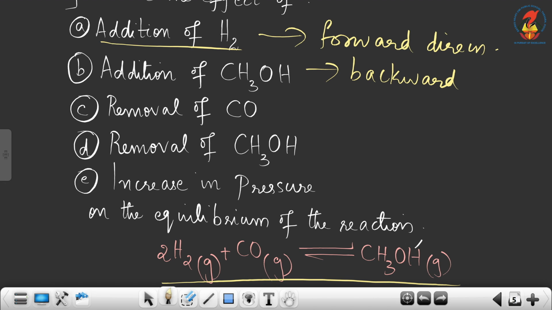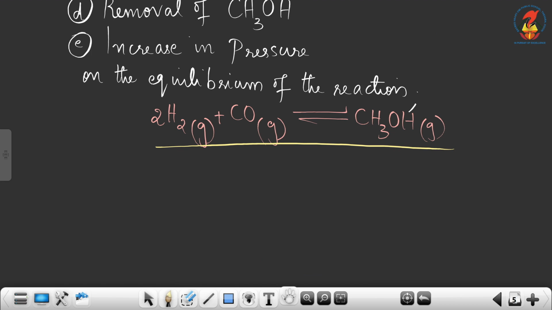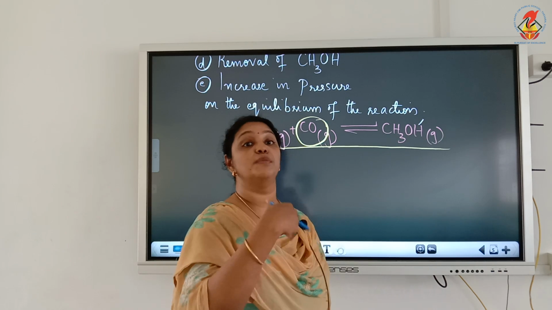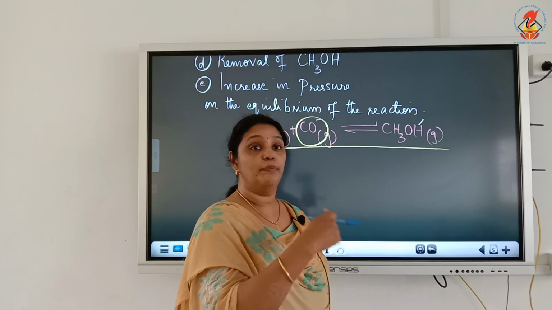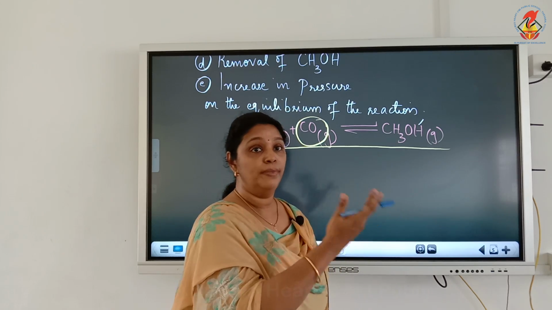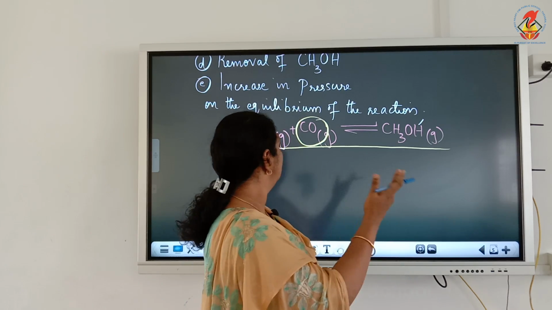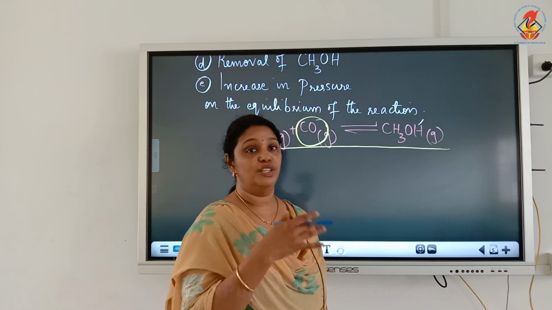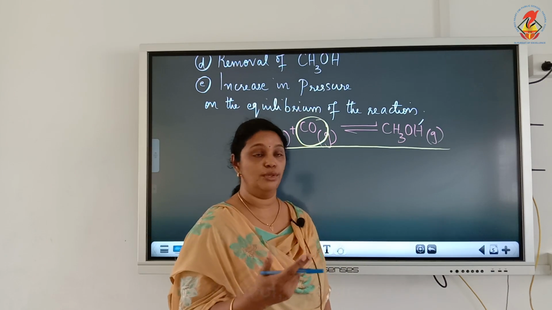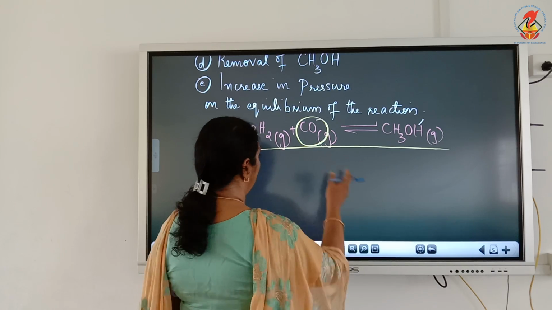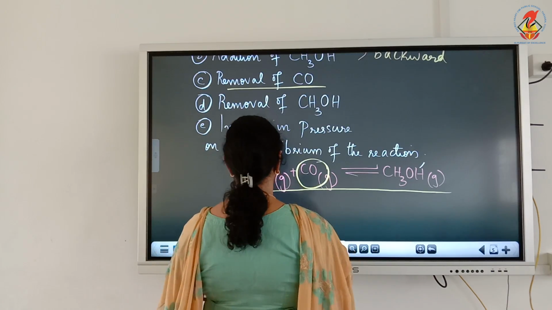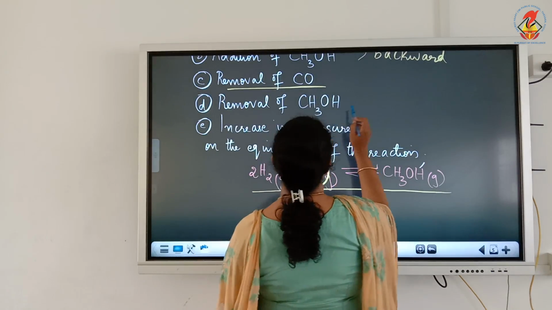Now removal of carbon monoxide. I am removing carbon monoxide from the reactant side. So now the concentration on the product side is more. So what will happen? The product will undergo the backward reaction, and we get hydrogen and carbon monoxide gas produced. So if I remove carbon monoxide, then the reaction takes place in the backward direction.